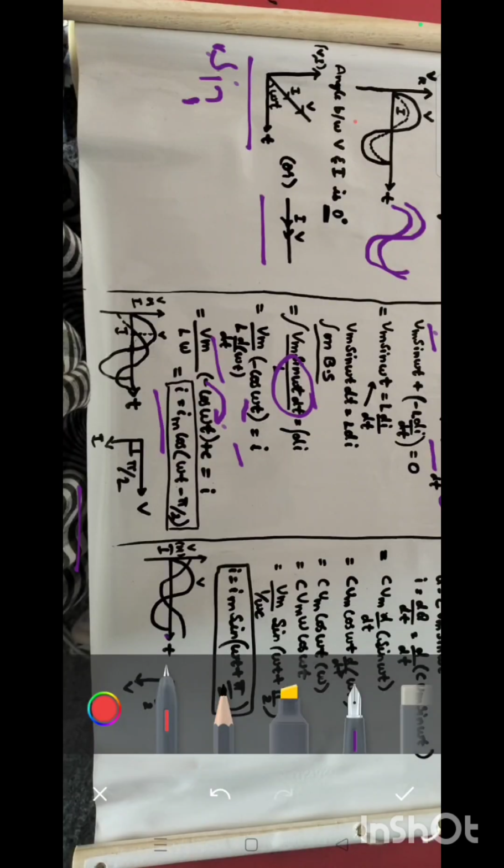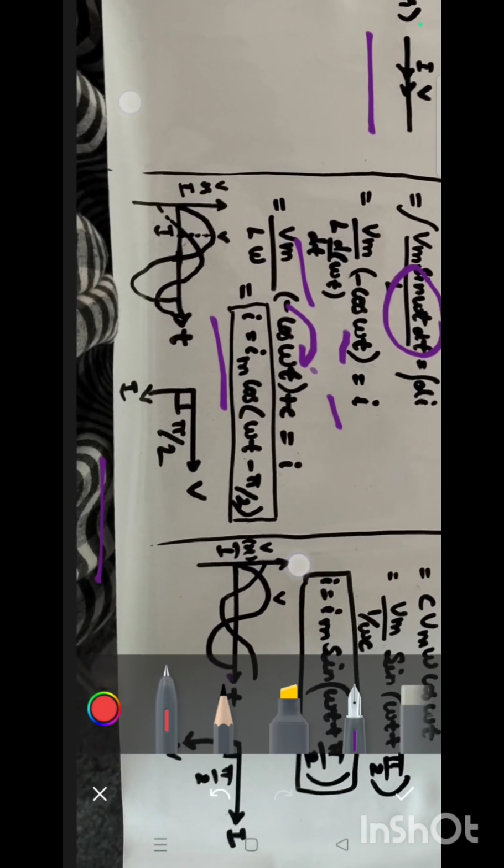Here we'll take the minus sign inside, it will be cos of minus omega t. Cos of minus theta is cos theta. So cos of minus omega t will be cos omega t. It will be positive when cos of omega t minus pi by 2, that is in the first quadrant, where all the trigonometric functions are positive. So cos is positive. That's why we have taken cos of omega t minus pi by 2. I is equal to Im cos of omega t minus pi by 2. This is one trick that you can use to remember this equation.